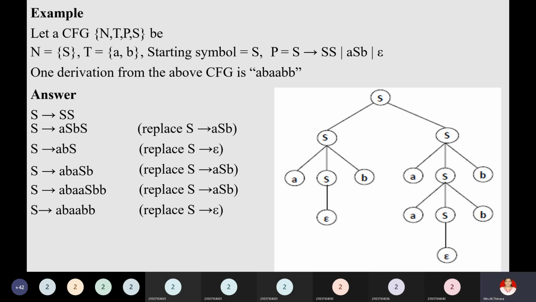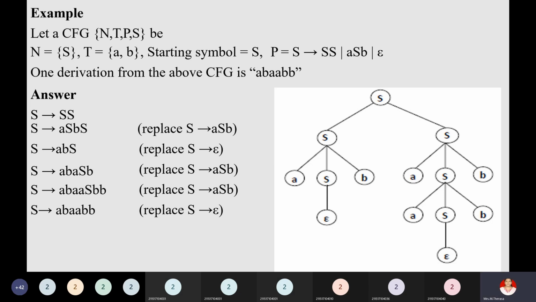So N, capital N, is the set of non-terminals, otherwise called variables. Here, suppose you have S and T. T is the set of terminals, so a comma b. Here you have only one non-terminal, which is going to be the start symbol, and there are some production rules given. S tends to SS, S tends to aSb or epsilon.